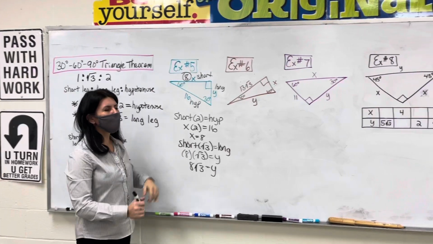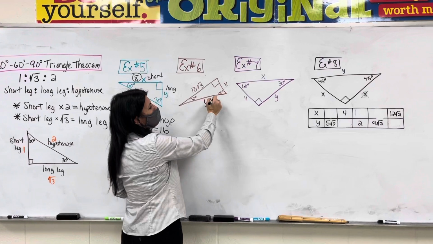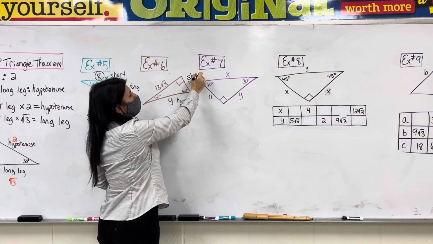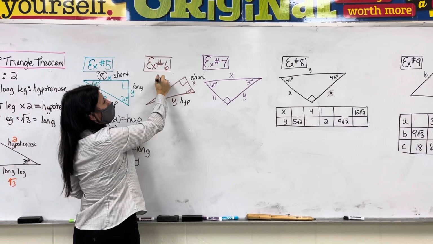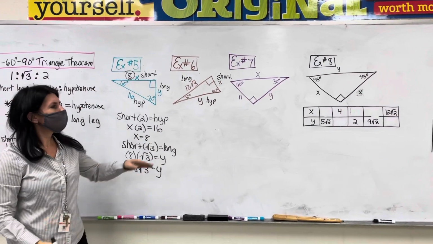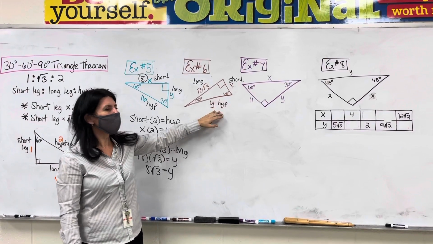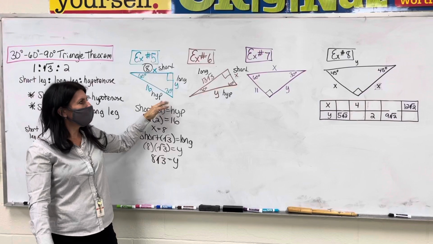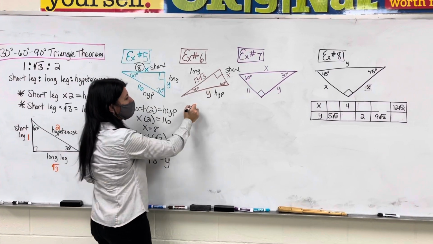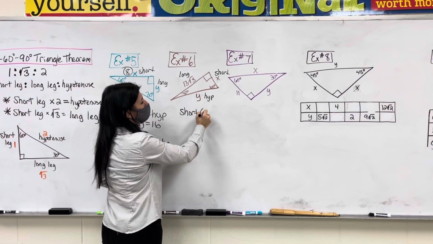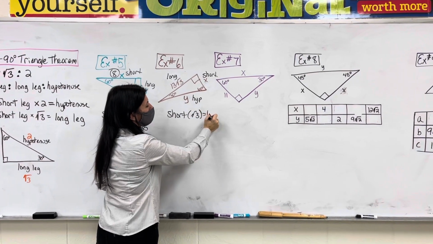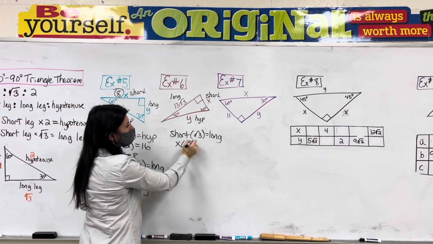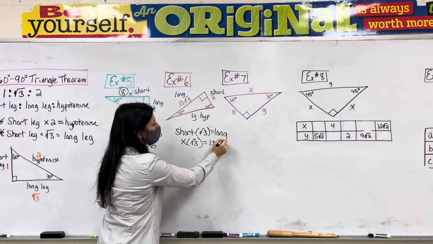Okay, these are all very similar. I'm going to keep going here. I'm going to label them: hypotenuse, this one's the short leg, and this one's the long leg. So for this one, I can't start with short and hypotenuse, that first rule, because there's two unknowns. I can't do anything with it. So I'm going to start with my second rule, which is short times the square root of 3 equals long. Short is x. Long is 13 times the square root of 3.